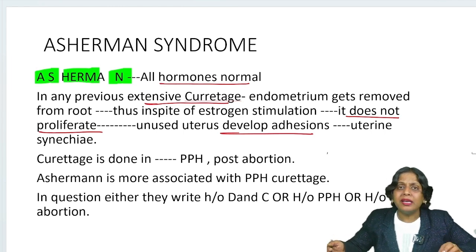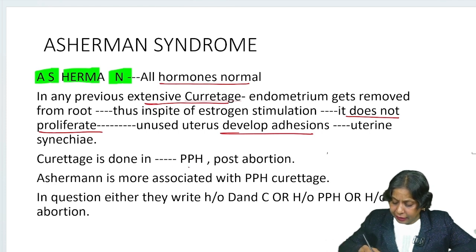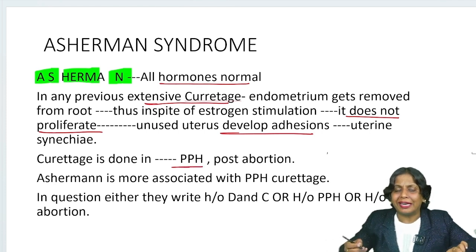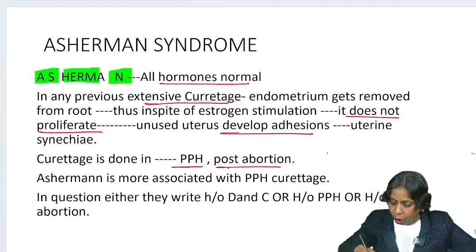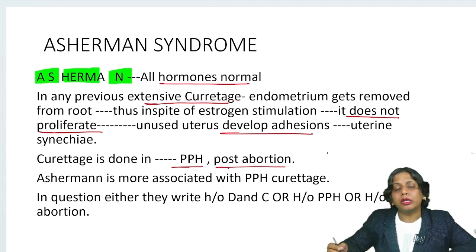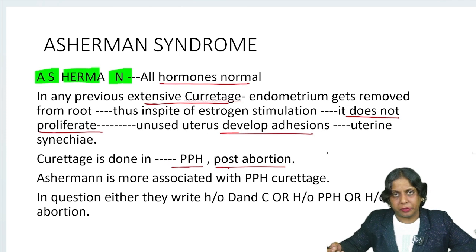Now when is this curettage done? So curettage is done either in PPH to remove the retained membranes or placenta, or post abortion to remove the products of conception. Okay, so the curettage is done in only these two conditions.